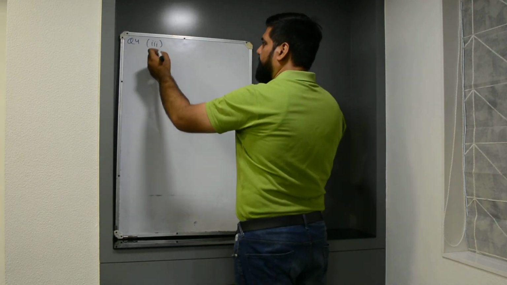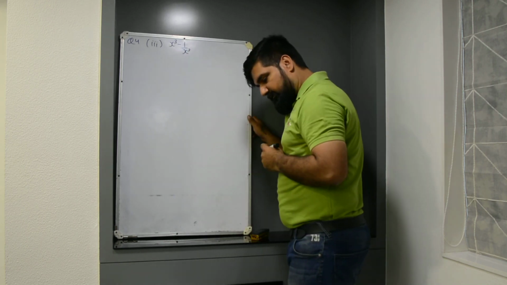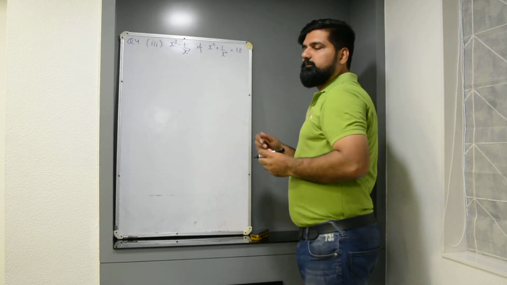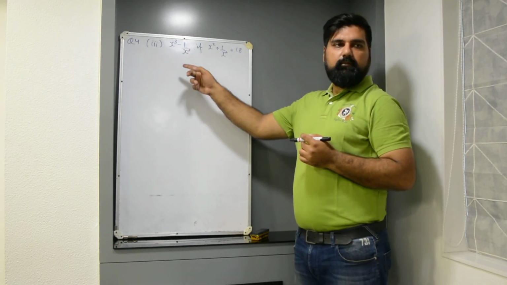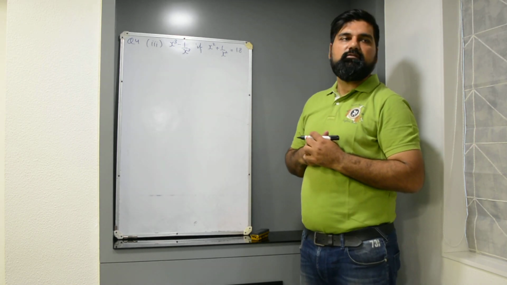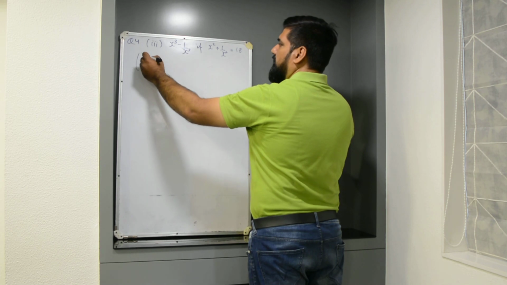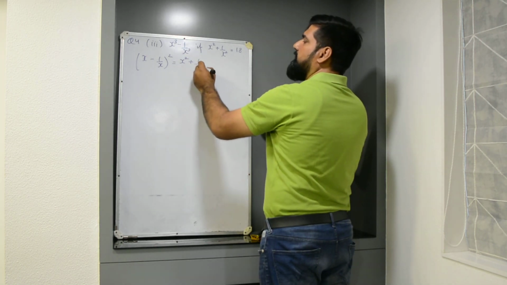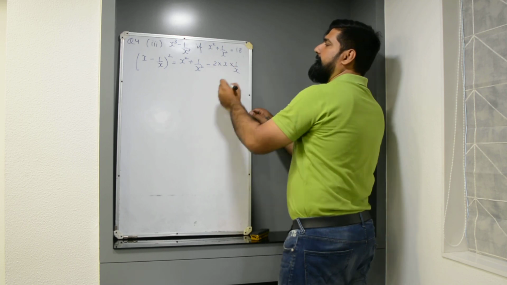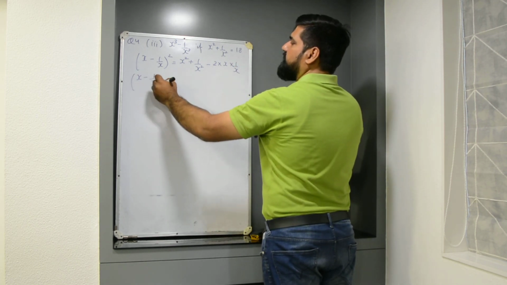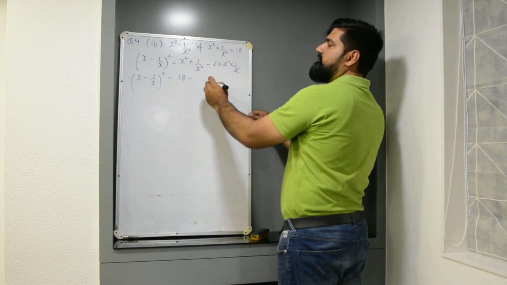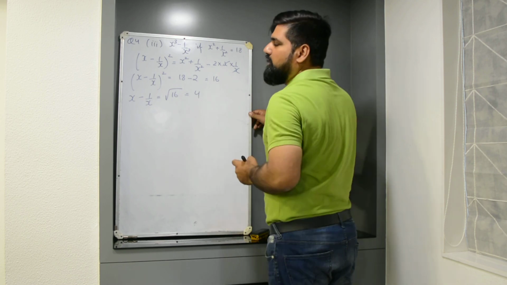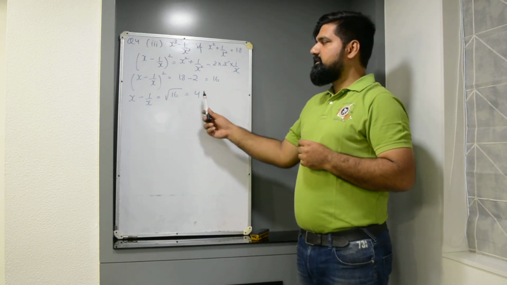Find the value of x cube minus 1 by x cube if x square plus 1 by x square is equal to 18. Okay, so since we need to find x cube minus 1 by x cube, first I need to find the value of x minus 1 by x. How will we do it? See, (x minus 1 by x) whole square is equal to a square plus b square minus 2ab. So (x minus 1 by x) whole square can be written as 18 minus 2, because x and x will get cut, which is equal to 16. So x minus 1 by x is equal to square root of 16, which is equal to 4. So what I got is x minus 1 by x is equal to 4.